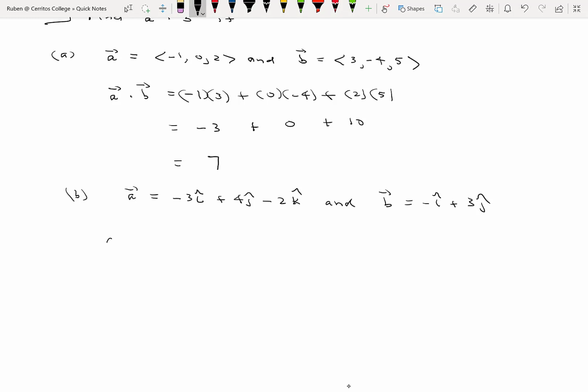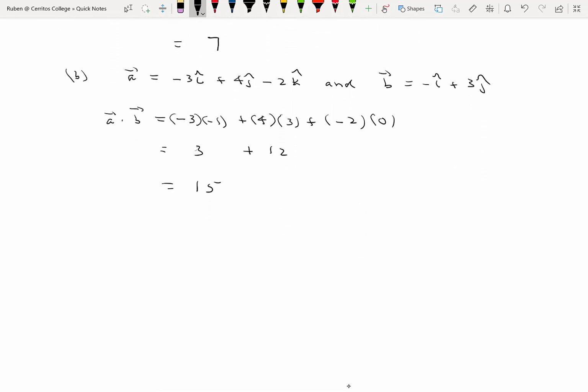But you can certainly take the dot product of two vectors from R2, or R3. So A dot B is the first component of A times the first component of B, plus the second component of A times the second component of B, plus the third component of A times the third component, 0, of B, and we get 3 plus 12 is 15.